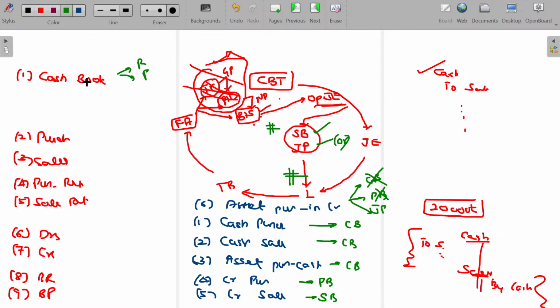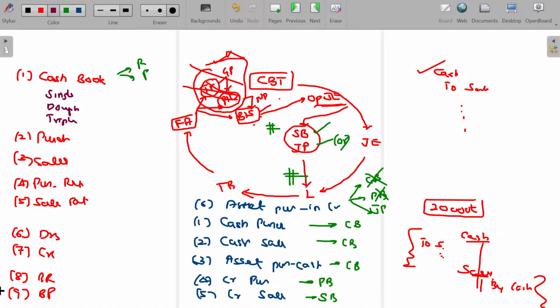While preparing the cash book also, we have almost 3 models. One is single column, another one is double column, another one is triple column. Single column cash book is simply called the simple cash book. We may sometimes have a double column cash book. Sometimes we have a triple column cash book. How many maximum columns can be possible in a cash book?